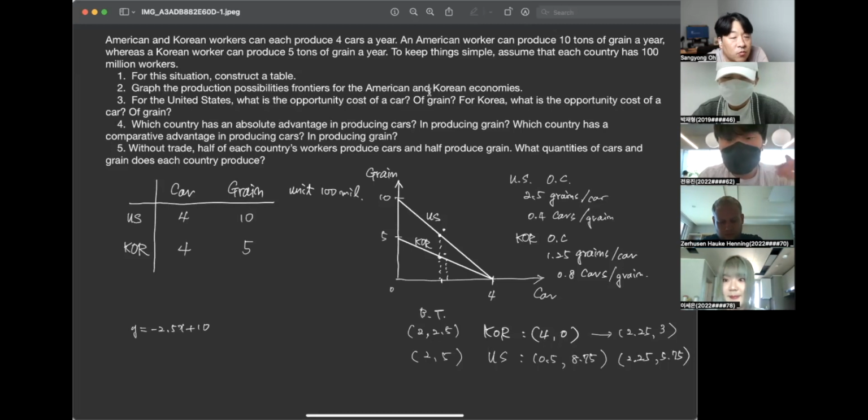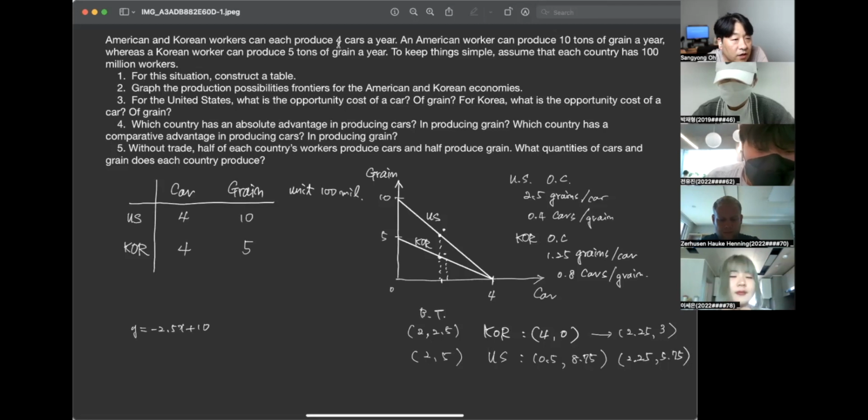But in number 4 questions, we already thought about it, right? The 400 million cars can be produced in Korea and in the US by their own technology. So they don't have any absolute advantage for car production. So you answered correctly. But we can figure out the competitive advantage concept a little bit later. So yeah, one by one, let's see.